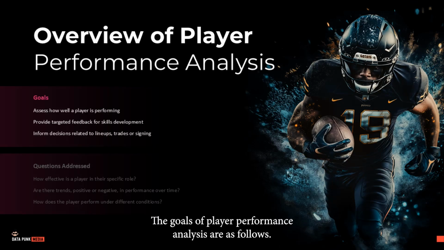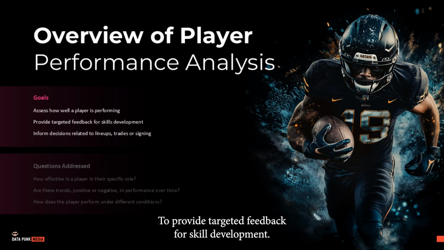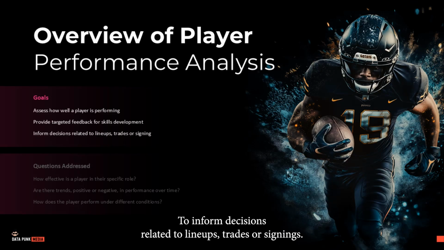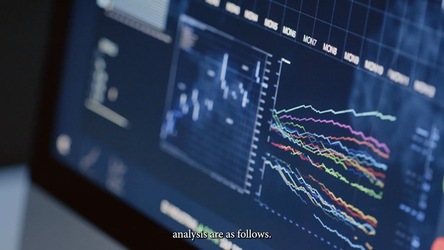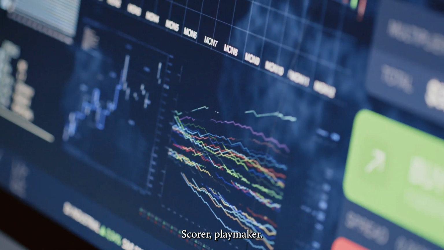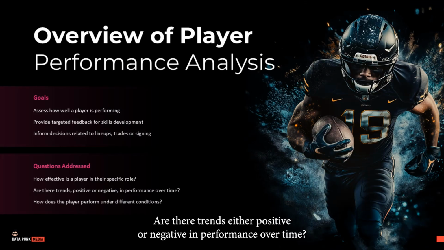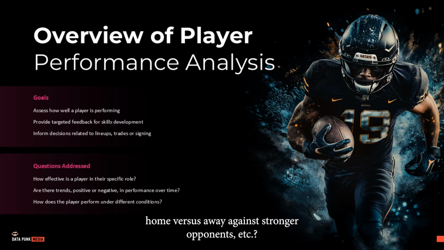The goals of player performance analysis are as follows: to assess how well a player is performing in different areas and contributing to team objectives, to provide targeted feedback for skill development, to inform decisions related to lineups, trades, or signings. The types of questions addressed through a player performance analysis are as follows: how effective is a player in their specific role? For example, scorer, playmaker, defender, etc. Are there trends, either positive or negative, in performance over time? How does the player perform under different conditions? For example, home versus away, against stronger opponents, etc.